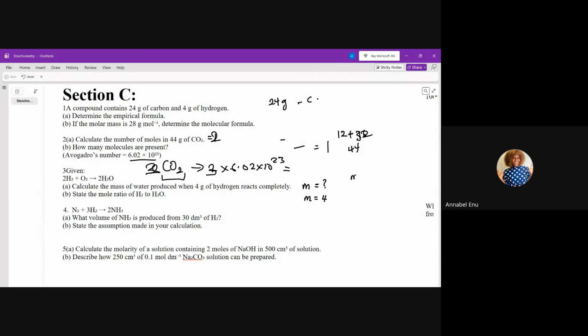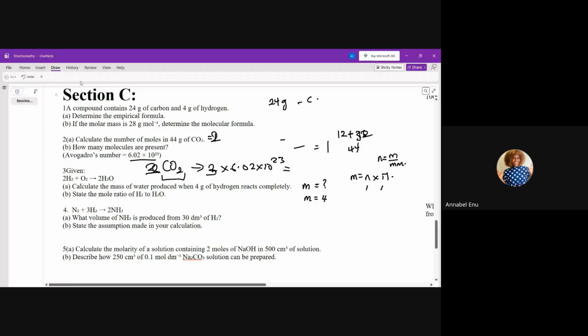If number of moles is equal to mass over molar mass, then mass will be equal to number of moles times molar mass, right? So for us to get this mass, we need to know the number of moles and the molar mass. The number of moles was not given to us in the question, but the molar mass is something we can get. We can determine the molar mass of water. Water is H2O.